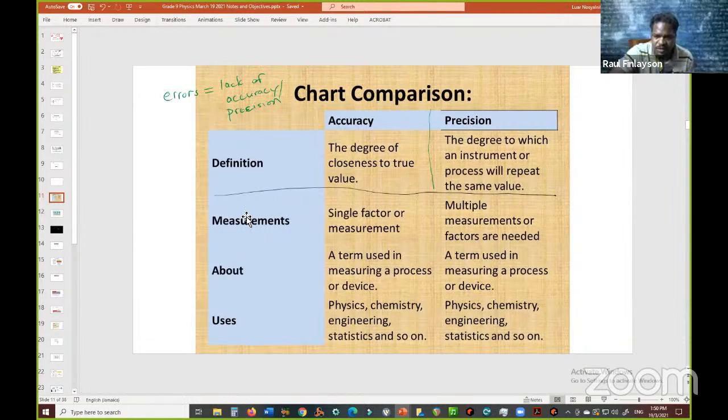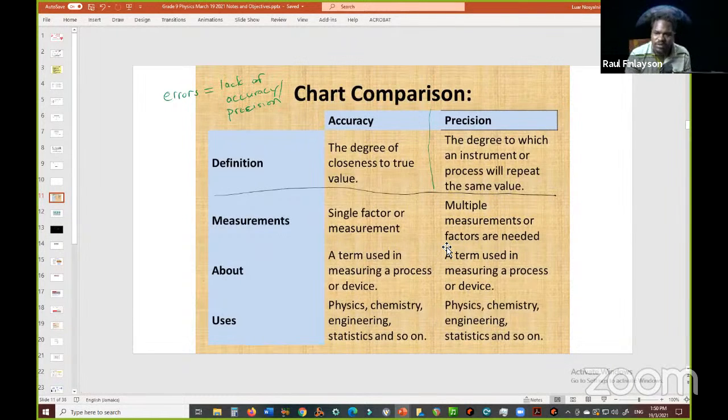they have some other information here in this chart comparison. Measurements: what affects accuracy is a single factor or measurement, whereas precision is affected by multiple measurements. So accuracy is a one-off thing. Ask you how much, you tell me, bam, is it correct? Yes or no? Then we move on.